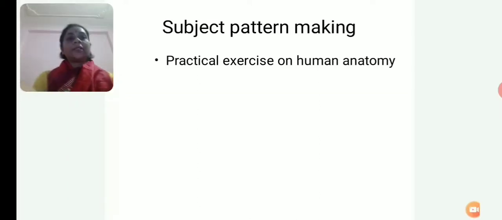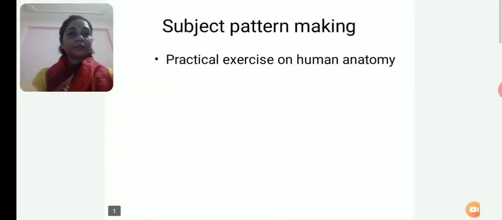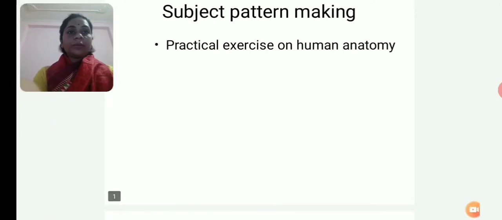Today our session is a practical exercise on human anatomy. The subject name is pattern making. So let's start with human anatomy in pattern making.